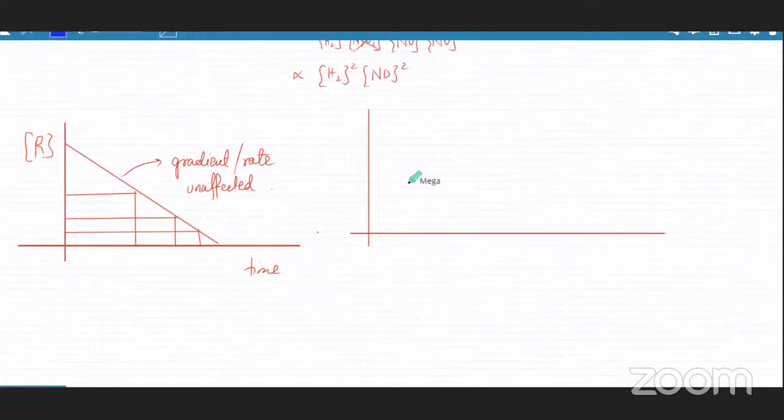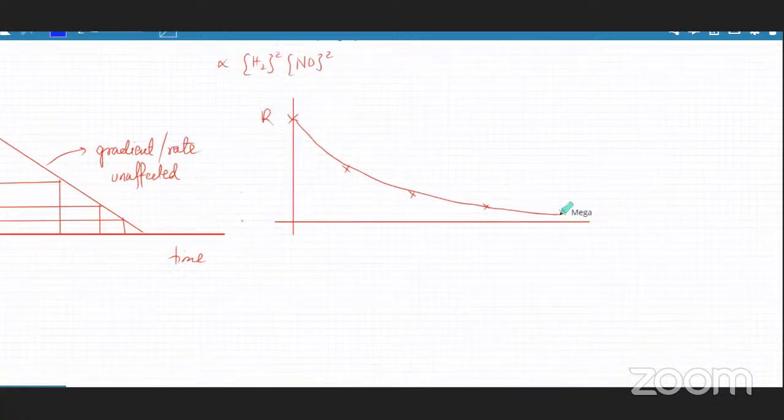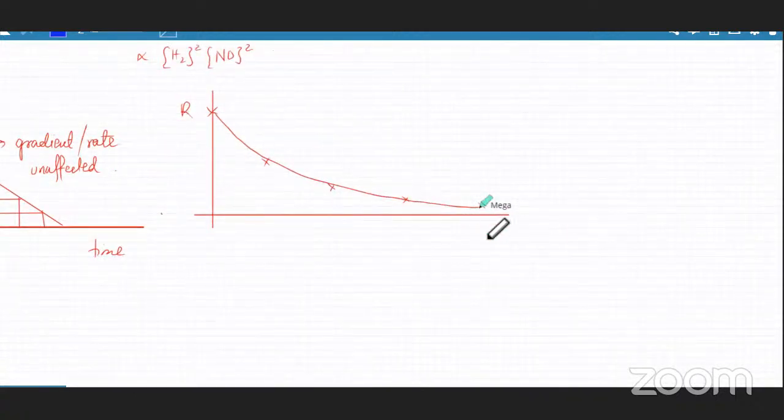If the reactant concentration decreases, the rate slows down. So if you're starting at this point, the half-life remains constant. Every time it takes the same amount of time to decrease by half. And as a result, you start getting this curve. In the reaction, the gradient keeps slowing down with respect to time, because the reaction keeps on slowing down.